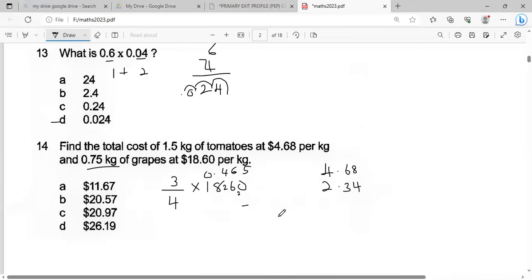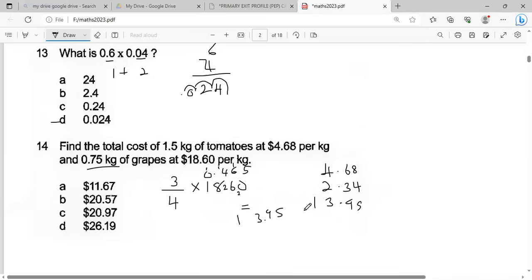3 5 15, 5 carry 1. 3 6 is 18 and 1, 19, 9 carry 1. 3 4 is 12 and 1, 13, and 3 0, 0, and then 1. So this now would be 13.95. What we have to do now is to add this to it.